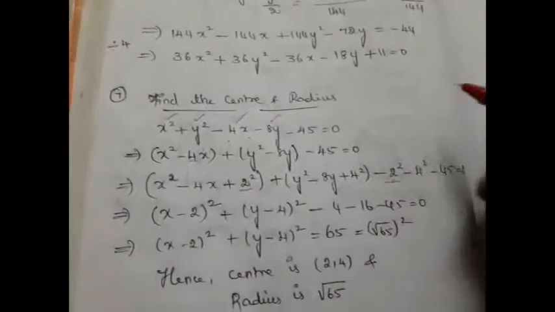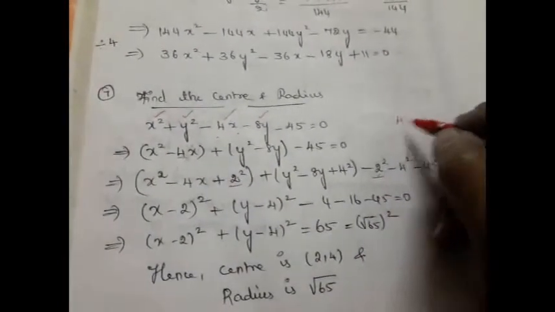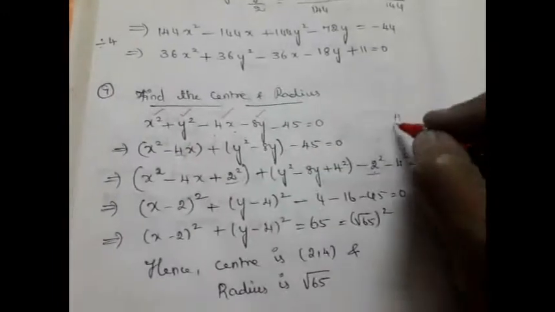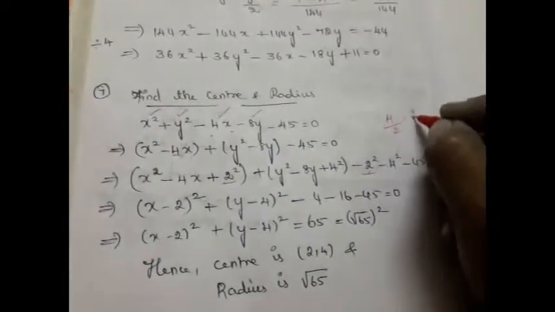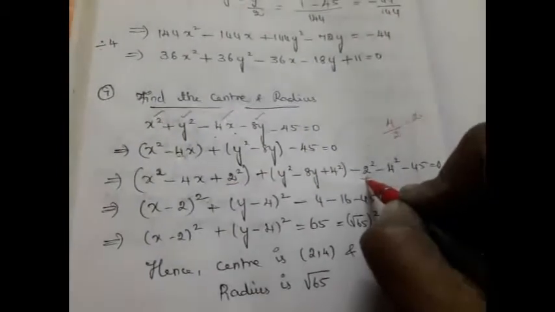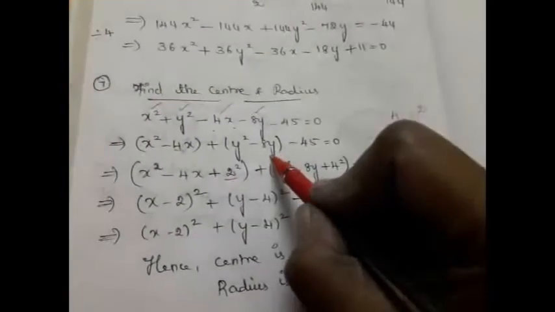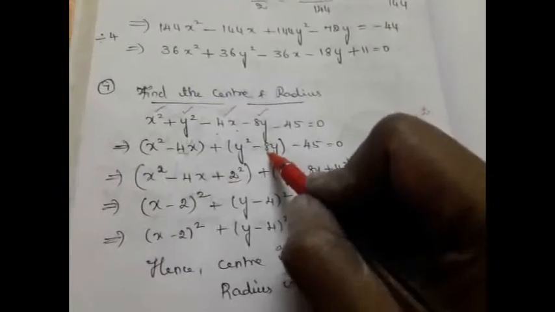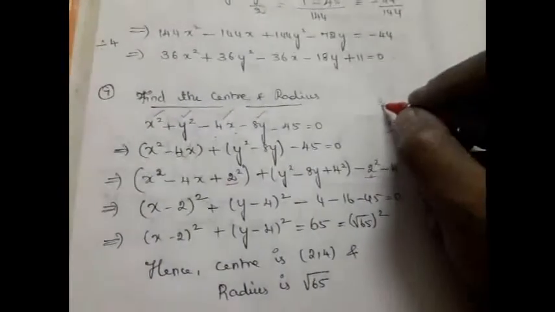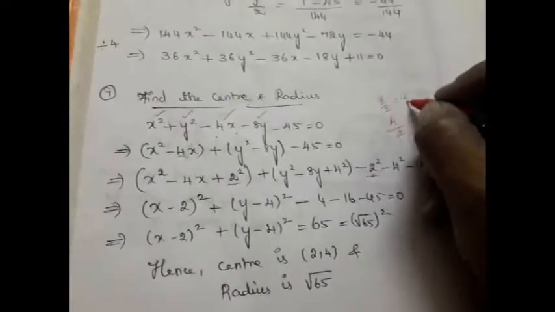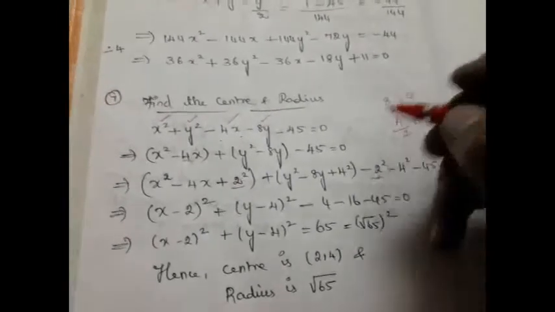Now what is the coefficient of x here? 4. You take only the numerical value; you don't need to bother about the sign. So if we take 4 divided by 2, what is 4 divided by 2? 2. So you have to add and subtract 2². The same way here, what is the coefficient of y? 8. So what is 8 divided by 2? 4. Now you have to add and subtract 4².